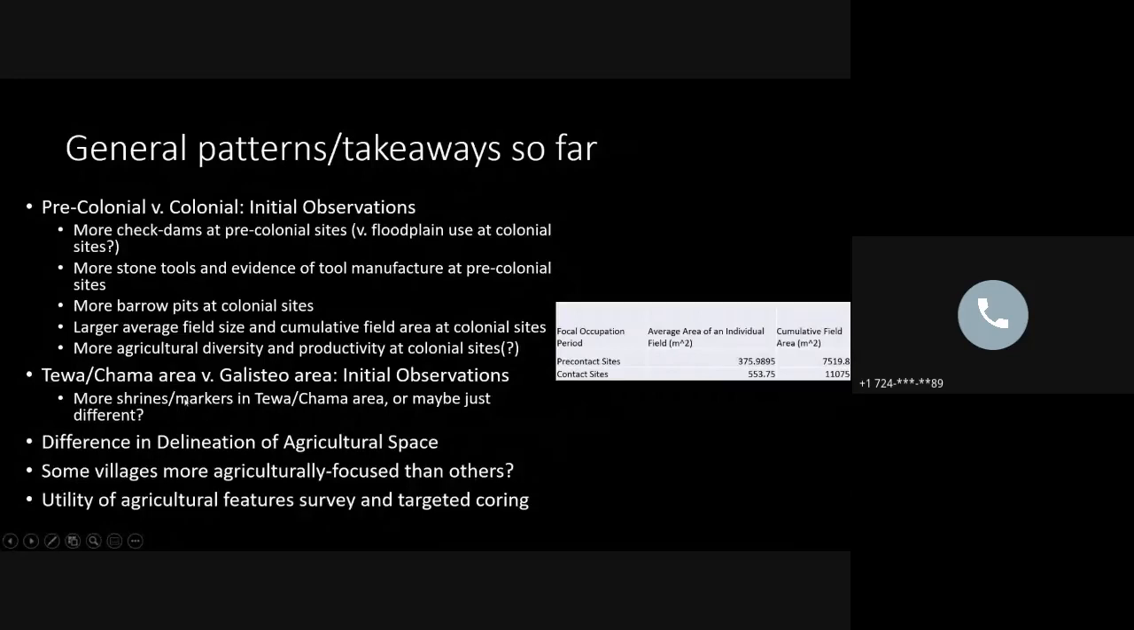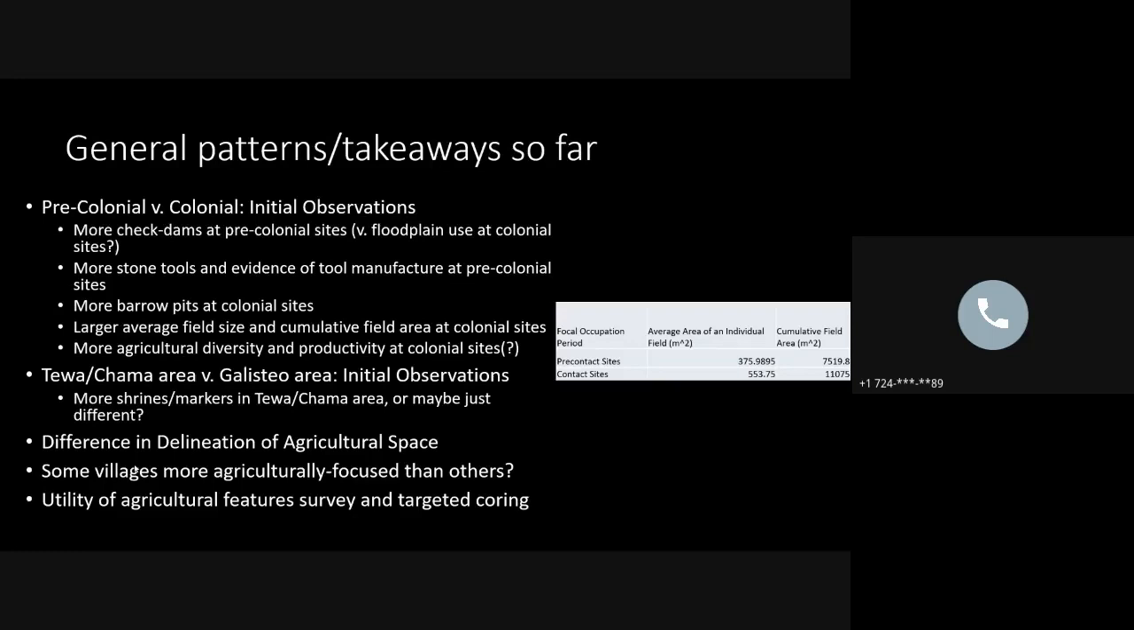We do see more shrines and field markers in the Tewa and Chana area versus the Galisteo, but maybe we just don't know what we're looking for in the Galisteo. We still need to do more research into field shrines and directional markers in the Galisteo. We do have a difference in delineation of agricultural space. Some fields are bounded, others are not. We do see that some villages seem to be more agriculturally focused. And we did see that doing these agricultural feature surveys with targeted coring rather than full-blown excavations did produce data that we can work with.